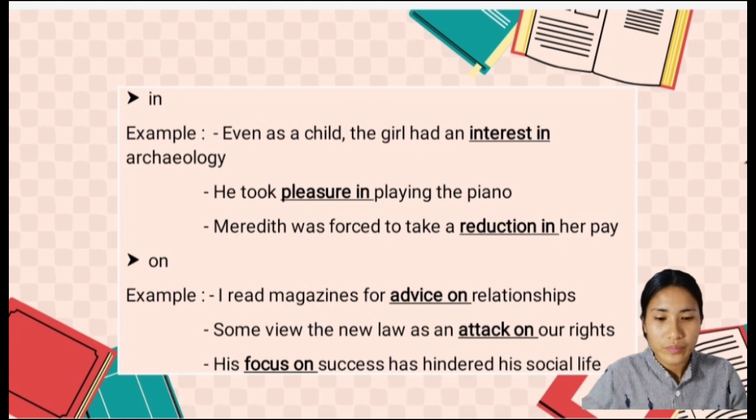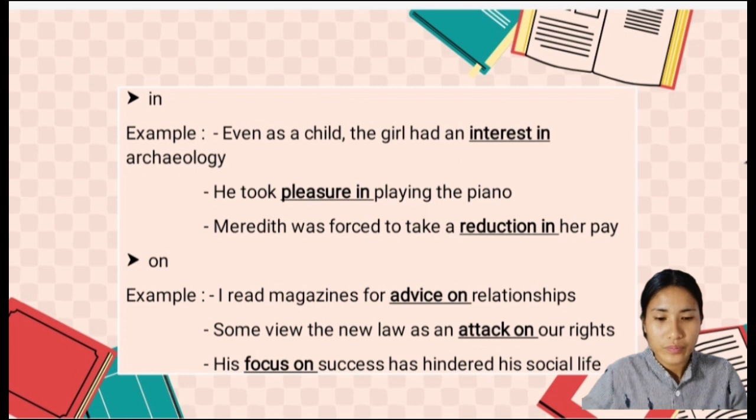Alright, that is prepositions in and on. So let's see the examples. Even as a child, the girl had an interest in archaeology. The second example is, he took pleasure in playing the piano. And then, Meredith was forced to take a reduction in her pay. So we can see the preposition in with nouns is interest in, pleasure in, and reduction in.